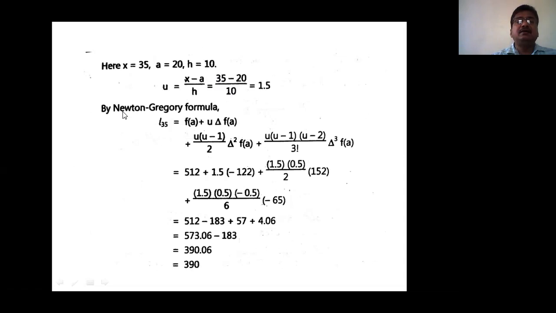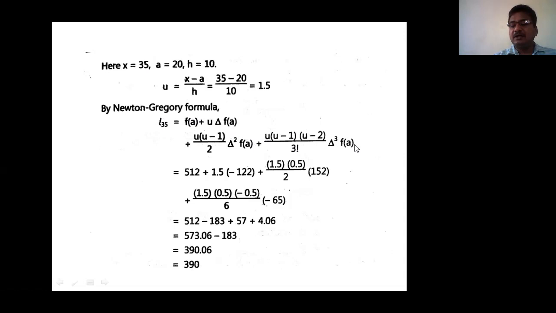Then write the general formula. Here L35, or instead of L35 you can use the notation f of x, that is f of 35, is what? f of a plus u delta f of a. This is the general formula. Plus u into u minus 1 by 2 factorial delta square f of a, plus u into u minus 1, u minus 2 by 3 factorial delta cube f of a.